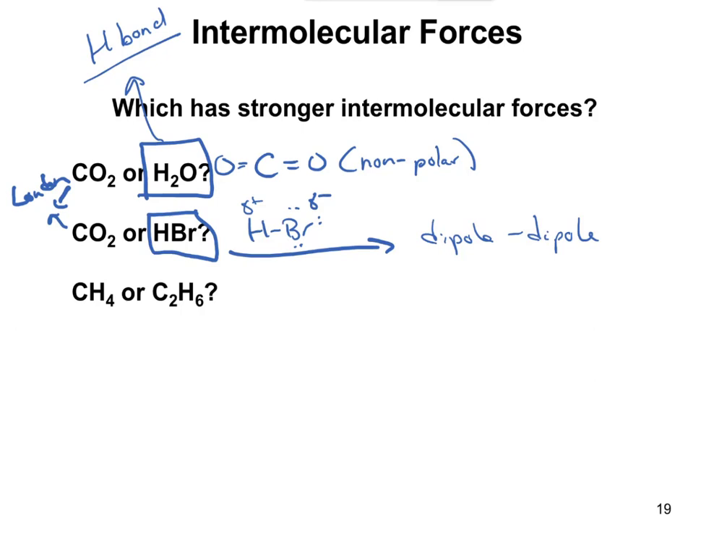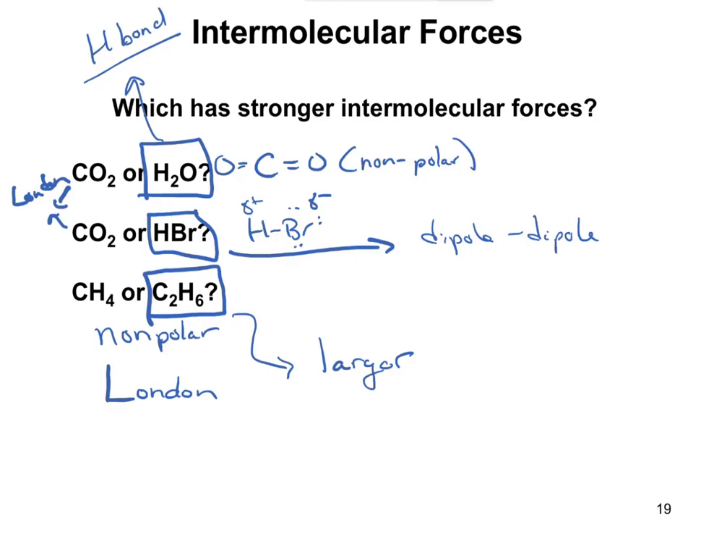All right, and now in the last set, CH4, which is methane, or C2H6, which is ethane, they're both nonpolar. That means they're both only going to have London forces. So how do you know which one is going to be stronger? It's going to be the one that's larger. Because they both have London forces, you look for the larger molecule. In this case, it's going to be C2H6.